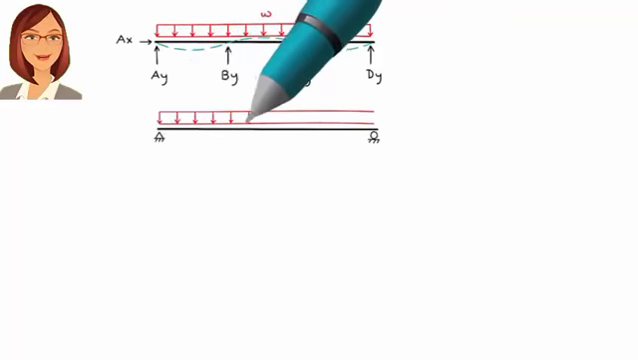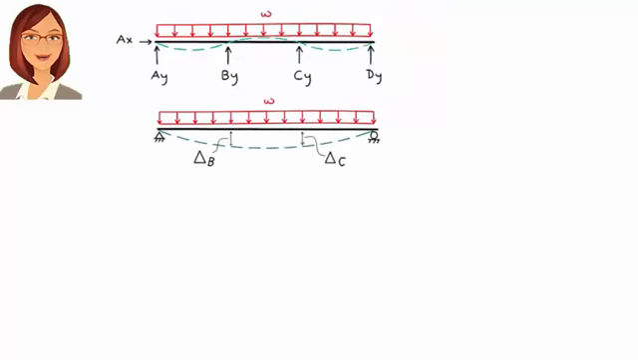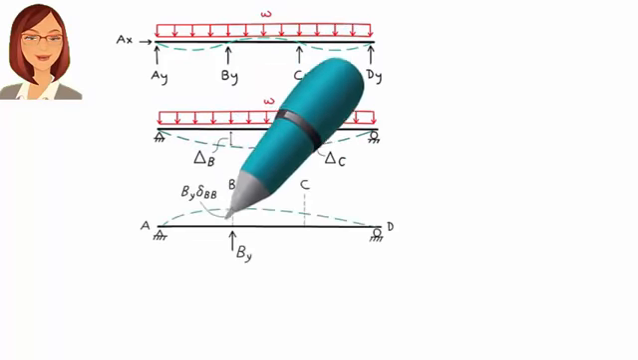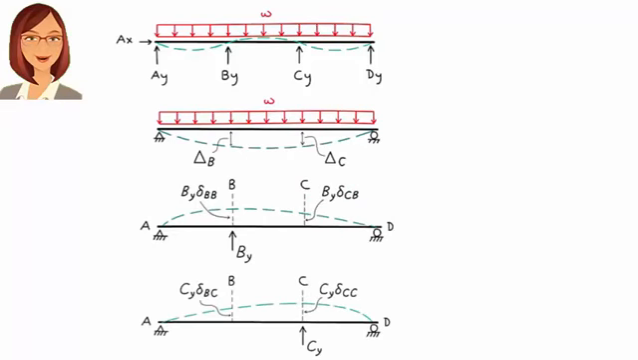The simply supported beam subjected to the uniformly distributed load has downward displacements, delta B at B and delta C at C. The simply supported beam subjected to the upward reaction force By has displacements By delta BB at B and By delta CB at C. And the simply supported beam subjected to the upward force Cy has displacements Cy delta BC at B and Cy delta CC at C.